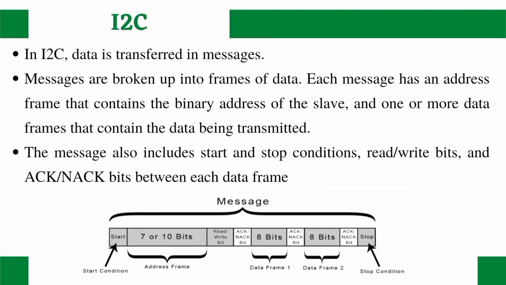With I2C, data is transferred in messages. Messages are broken up into frames of data. Each message has an address frame that contains the binary address of the slave, and one or more data frames that contain the data being transferred. This figure represents the message. It includes start and stop conditions, read or write bits, and acknowledge or non-acknowledge bits between each data frame.